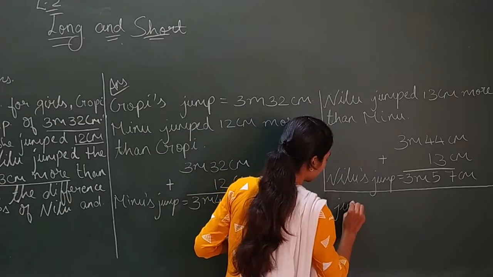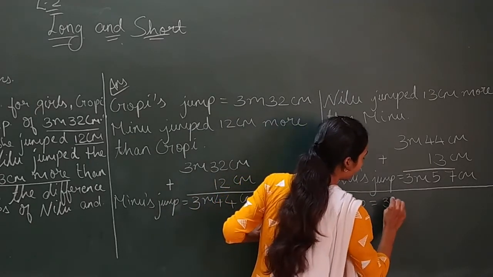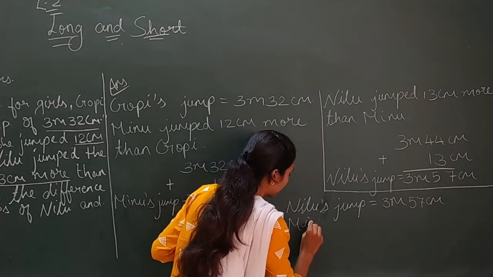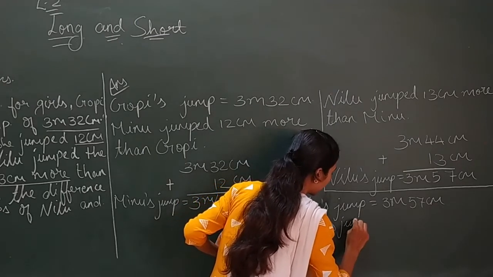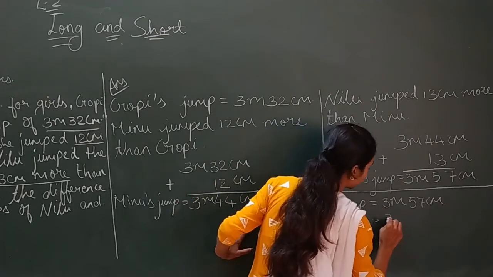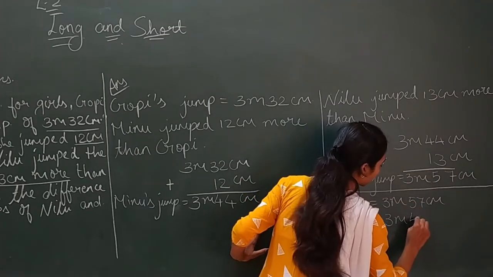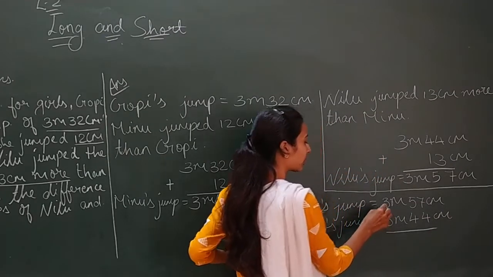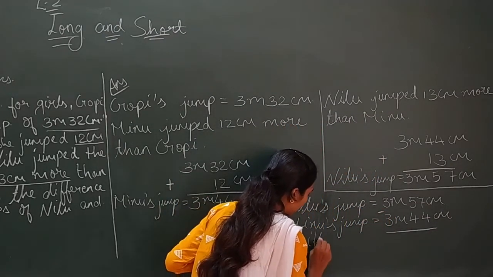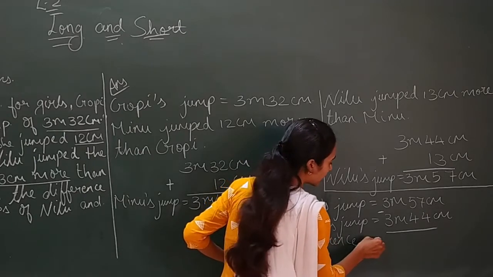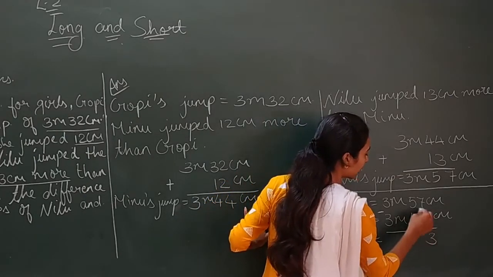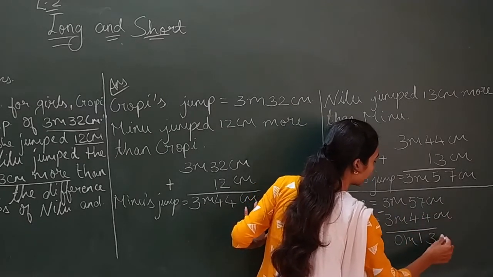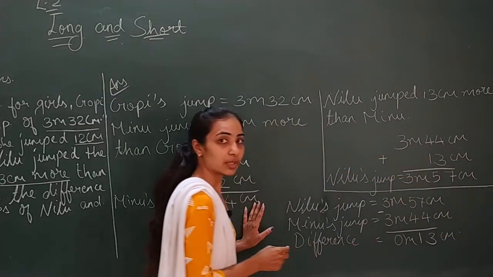Nilu's jump is equals to 3 meter 57 centimeter and Minu's jump is 3 meter 44 centimeter. We want to find difference, so for difference we will do subtraction. Difference is equals to 7 minus 4 is 3, 5 minus 4 is 1, 3 minus 3 is 0, 0 meter 13 centimeter.